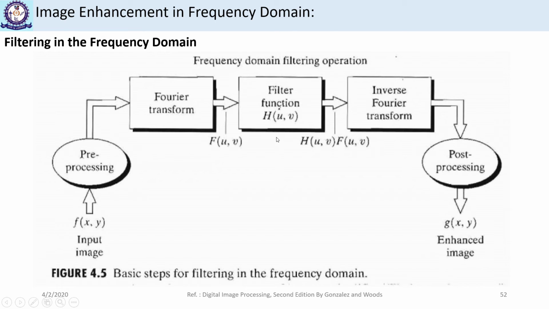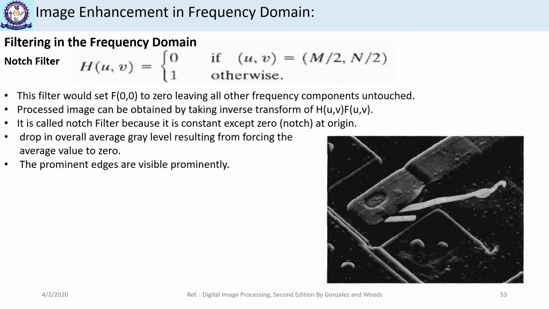H(u,v) is the filter function. So we multiply it by the filter function and we get H(u,v)F(u,v). Then we take the inverse Fourier transform of it and we perform some post-processing operations. In post-processing, maybe it is the multiplication by -1 raised to the power x plus y. And then we get the enhanced image. So this is a simple block diagram of filtering in the frequency domain. I hope it is clear till this.